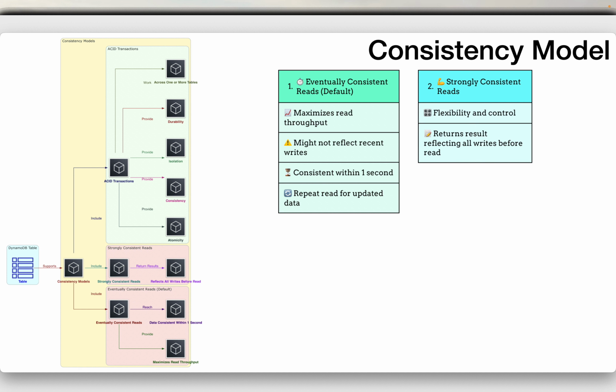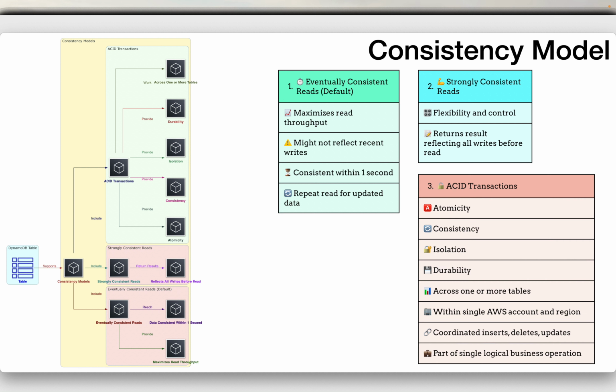The next type is strongly consistent reads. In addition to eventual consistency, DynamoDB also gives you the flexibility and control to request a strongly consistent read if your application or an element of your application requires it. A strongly consistent read returns a result that reflects all writes that received a successful response before the read.